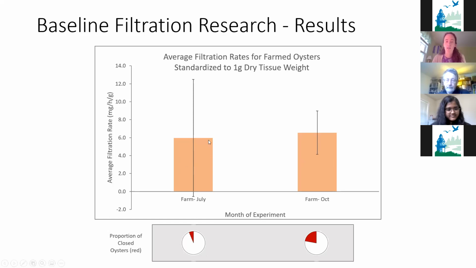We attribute this wonky July data to the fact that this was our very first experiment that we conducted and that we were still in the learning mode with the techniques, and some human error may have been the source of this variability.